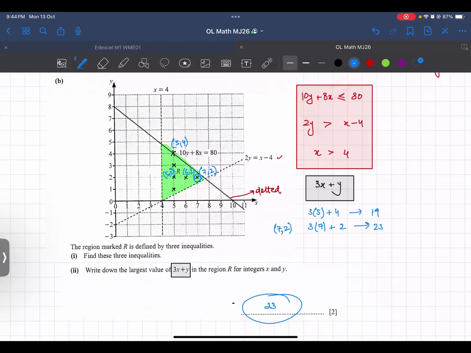Why did we not include the values on the dotted line? The values on the dotted line are not included. That's why you make it dotted.